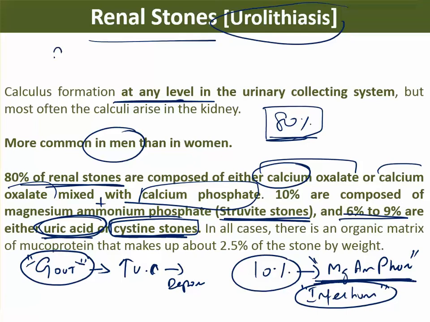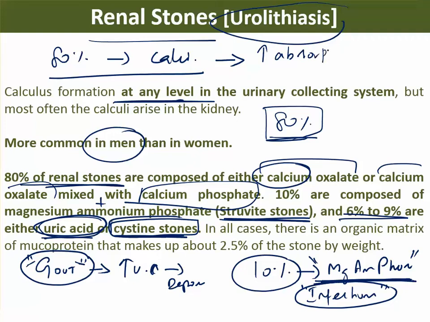See, 80% of the stones are due to calcium, which means the person is having more calcium, right? The calcium can come from increased absorption of calcium from the GIT. And if you see, 99% of the calcium is stored in the bone. Or it can come from increased destruction of bone.